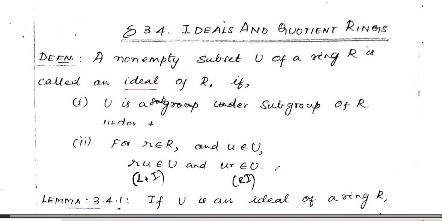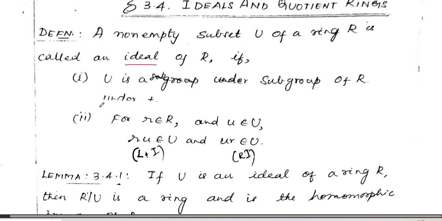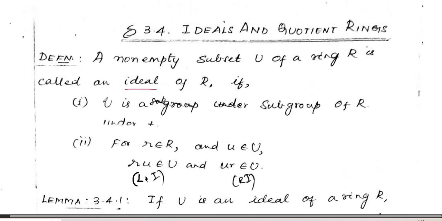In this video, we have the definition of an ideal. Of course, it includes left ideal, right ideal, then quotient ring and the canonical homomorphism. So first we have the definition of an ideal.